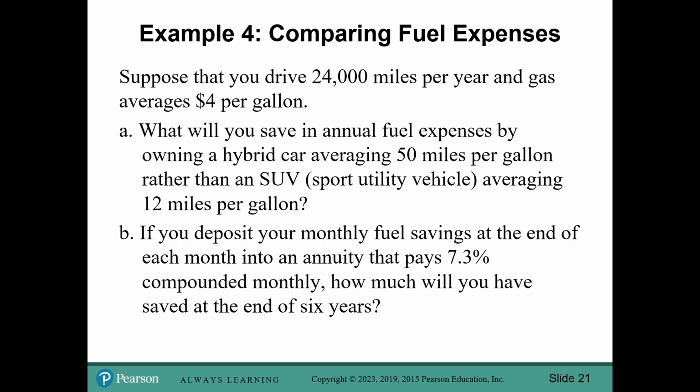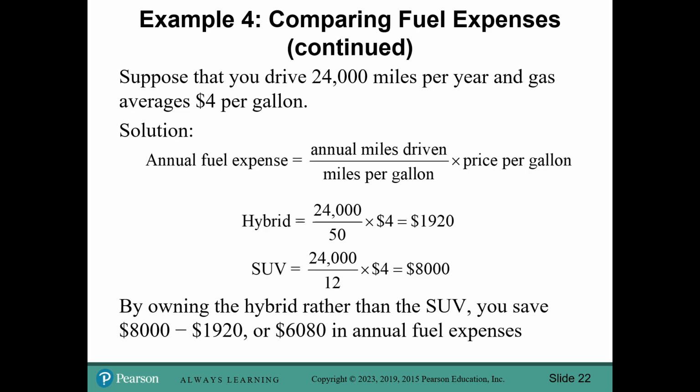Okay, so let's answer question A first. Suppose that you drive 24,000 miles per year, gas averages $4 per gallon. Let's compare the annual fuel expense for a hybrid versus an SUV. So with a hybrid, we're going 24,000 miles.